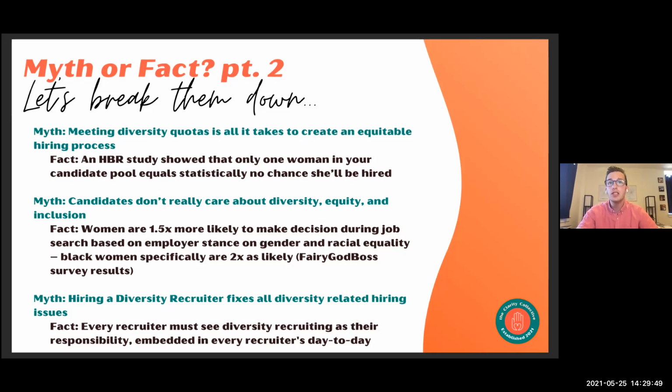And then this last one we have here: hiring a diversity recruiter fixes all diversity-related hiring issues. A diversity recruiter has the specific goal of building robust candidate pools with a focus on identifying and connecting with candidates from marginalized and underrepresented groups. But their role is more related to the hiring system and workforce planning to support talent acquisition teams in sourcing and recruiting top talent, and thus, like I said earlier, speed up the hiring process. So diversity recruiting goes much further to make sure that all recruiters and hiring managers are equipped with the necessary tools to make an equitable hiring experience.